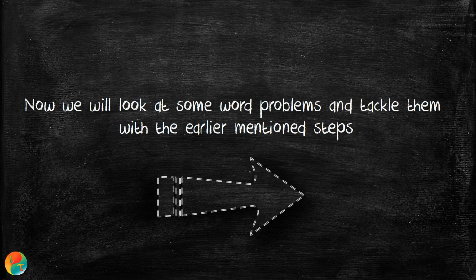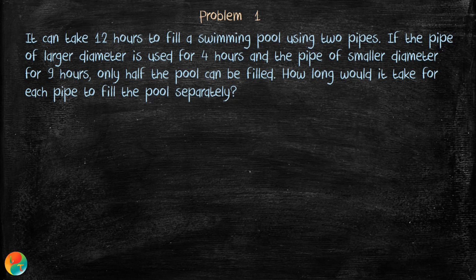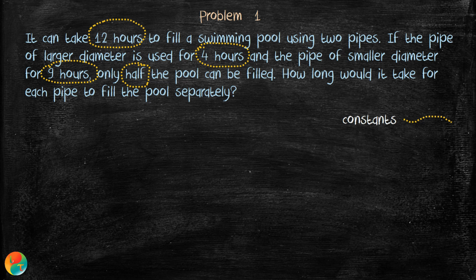Problem number 1. It can take 12 hours to fill a pool using two pipes. If the pipe of larger dia is used for 4 hours and the pipe of smaller dia for 9 hours, only half the pool can be filled. How long would it take for each pipe to fill the pool separately? So according to our first step, I cannot see any person that I can relate to, so I'll directly jump on to the second point.